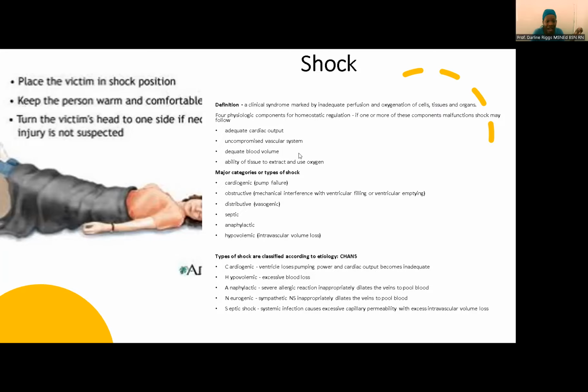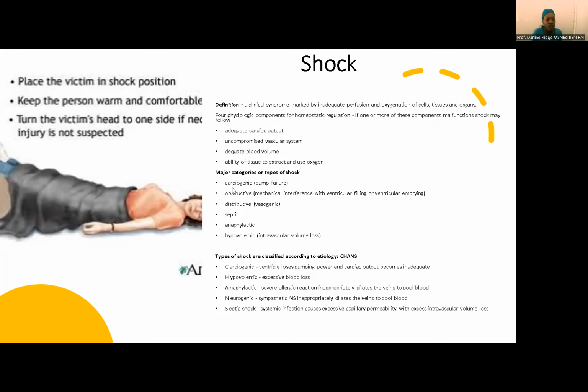Adequate blood volume. Yeah, we don't have enough blood flowing, right? Whether it be blood or fluid, that's a problem. So sometimes it's the tissue that can't extract or use that oxygen that is flowing. Okay, ability of tissue to extract and use oxygen. If we can't pick up that oxygen, that too is a problem. And there's conditions where that is happening. So these fall under different categories.